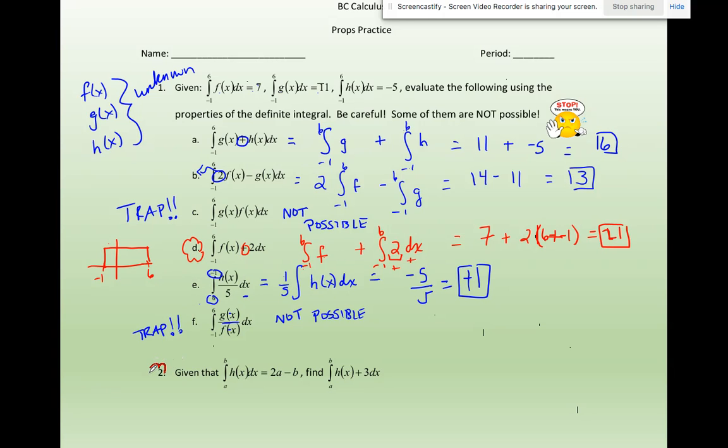You're going to need that thinking for this one. Given that the integral starting at a and stopping at b of some random function h is 2a minus b. Now this is a separate function from number 1, right? I know this says h and this says h, but this is problem 1 and problem 2. They are separate. Find this integral. Well, again, the integral of a sum is the sum of separate integrals.